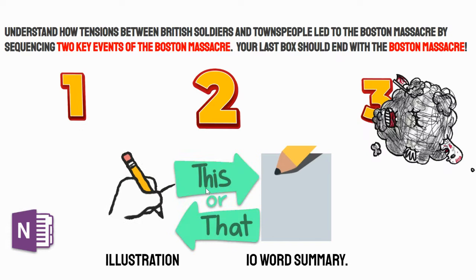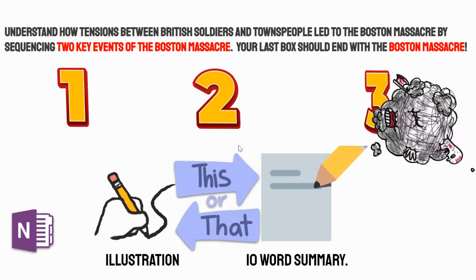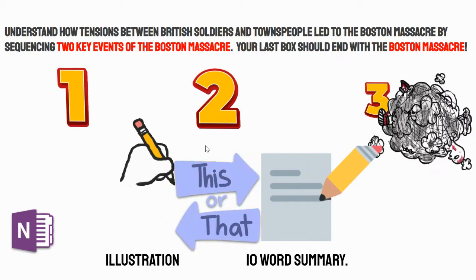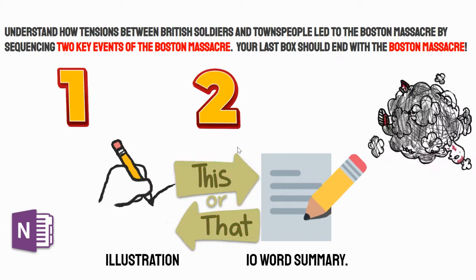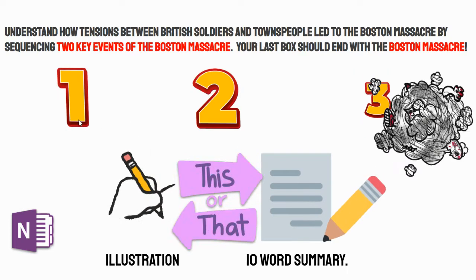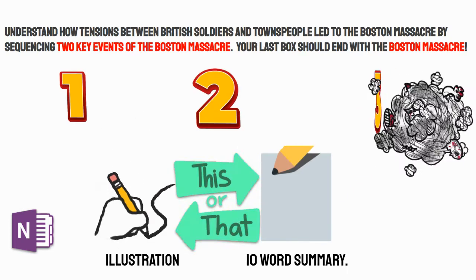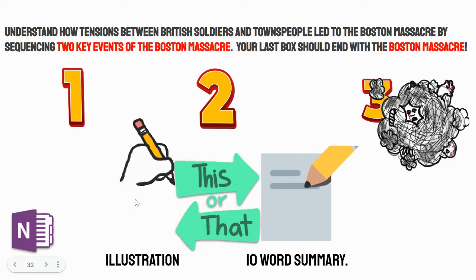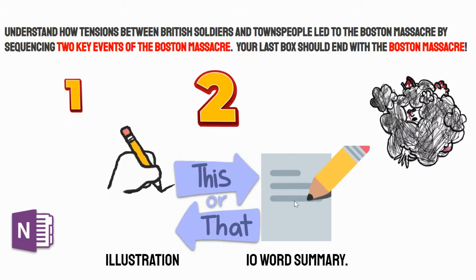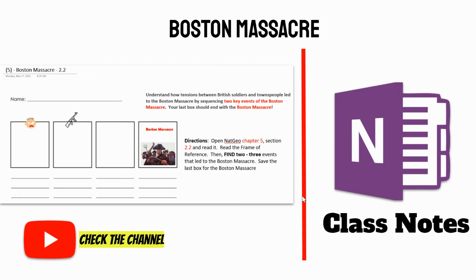Now, we also moved on, and we have started, and most have completed the thinking map for the Boston Massacre. You're giving us the events leading to the Boston Massacre, and you can either illustrate it or write a 10-word summary for each event. I sent this to you in OneNote. It's in your class notes folder, and it looks similar to this. Let me show you what we did today.